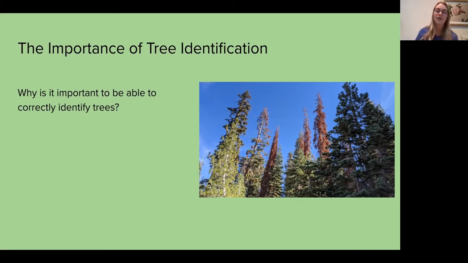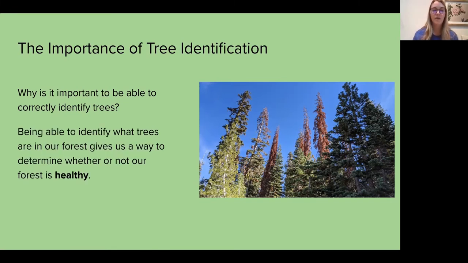But there is a research purpose for tree identification, and that is being able to identify what trees are in our forest gives us a way to determine whether or not our forest is healthy. So this takes us back to the title of this virtual field trip, which is Forest Health. So we are going to eventually use our tree identification skills to assess whether or not the forests here in Tahoe are considered healthy.